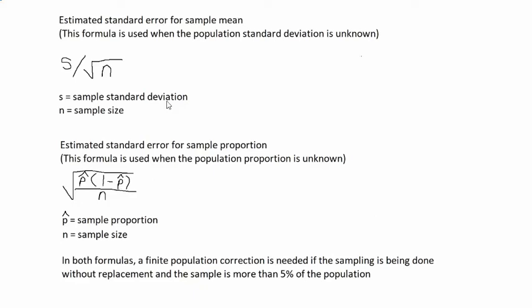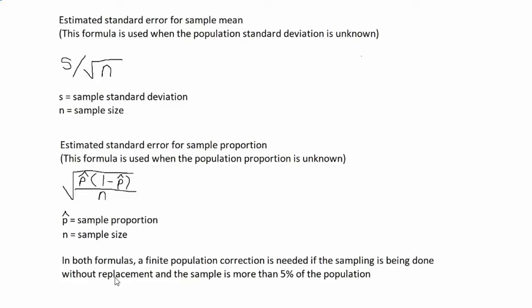So the finite population correction is the extra piece of the formula that you saw when we calculated standard error last time. It's the square root of capital N minus little n over capital N minus 1. So that piece is still needed if the sample is more than 5% of the population.